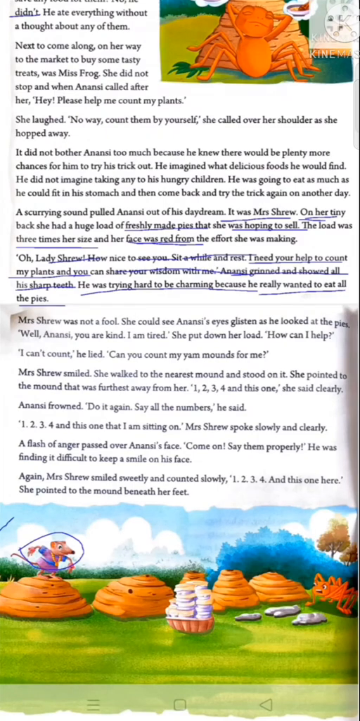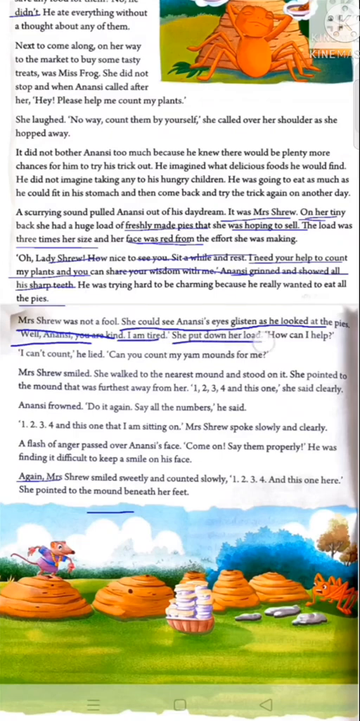Mrs. Shrew was not a fool. She could see Anansi's eyes glisten as he looked at the peas. "Well, Anansi, you are kind. I am tired." She put down her load and said, "How can I help?" So here Mrs. Shrew is not a fool. She is clever enough. She has already noticed that Anansi's eyes glisten as he looked at the peas which Mrs. Shrew was carrying with her.